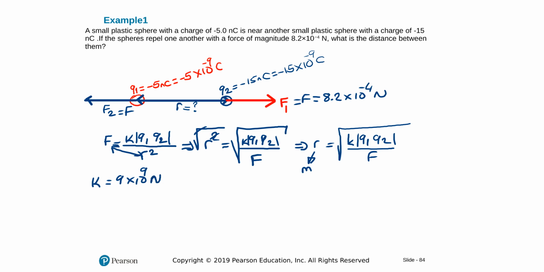Newton meter squared divided by Coulomb squared. You don't have to worry about units as long as everything is in SI units: Coulomb, Newton, and K is in SI units already. We'll input everything in and find R. The answer should be 2.9 times 10 to the minus 2 meters, or 2.9 centimeters.